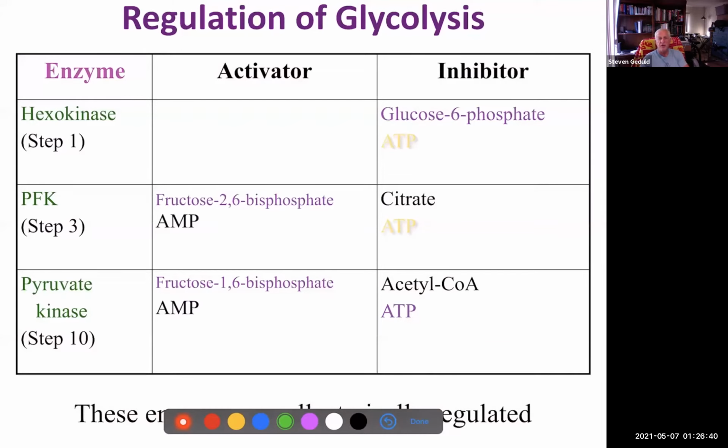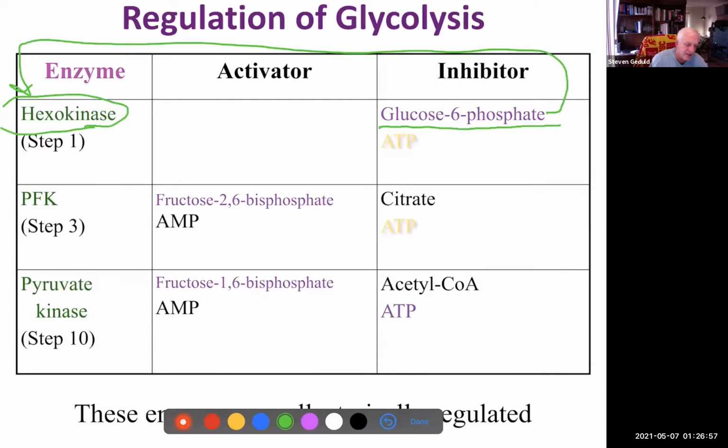So the regulation of glycolysis. Step 1 was hexokinase. Okay. And it produced glucose 6-phosphate. Now, the formation of glucose 6-phosphate goes back and inhibits hexokinase, because once you produce it, you don't want to keep producing it. And you use up ATP in the process. Okay. So if you have an abundance of ATP, you don't need that step to occur. So it's an allosteric inhibition. It bonds to the enzyme at a separate site.